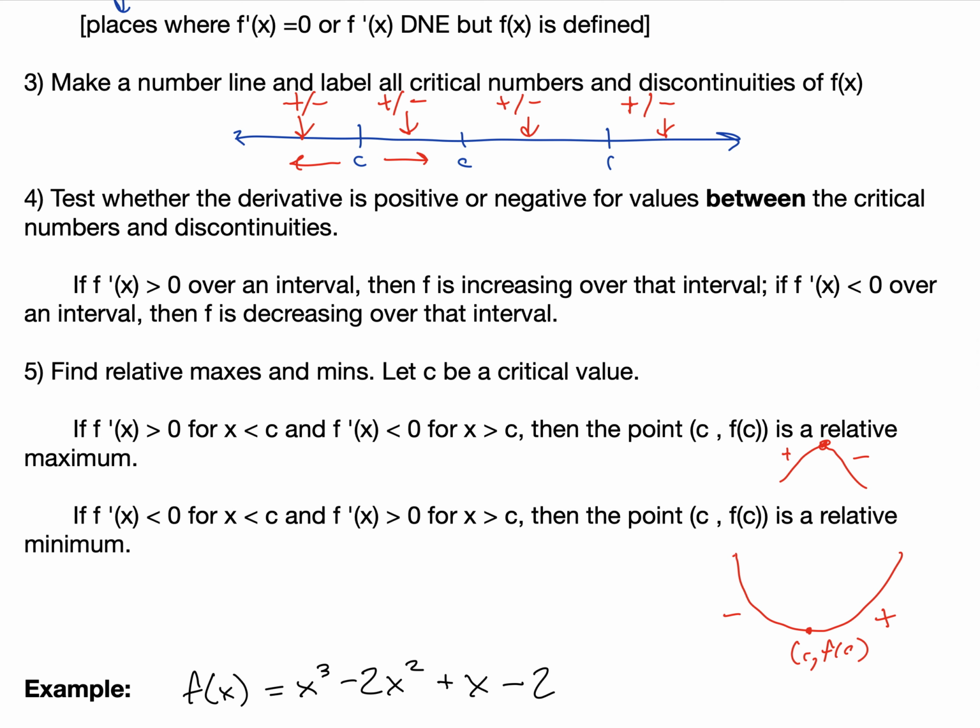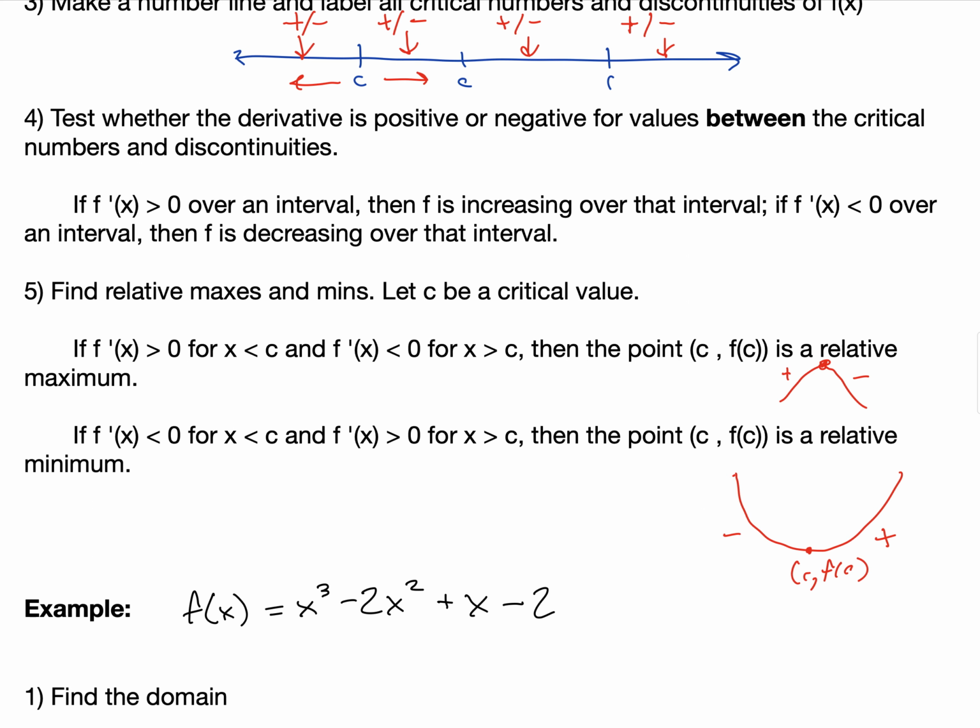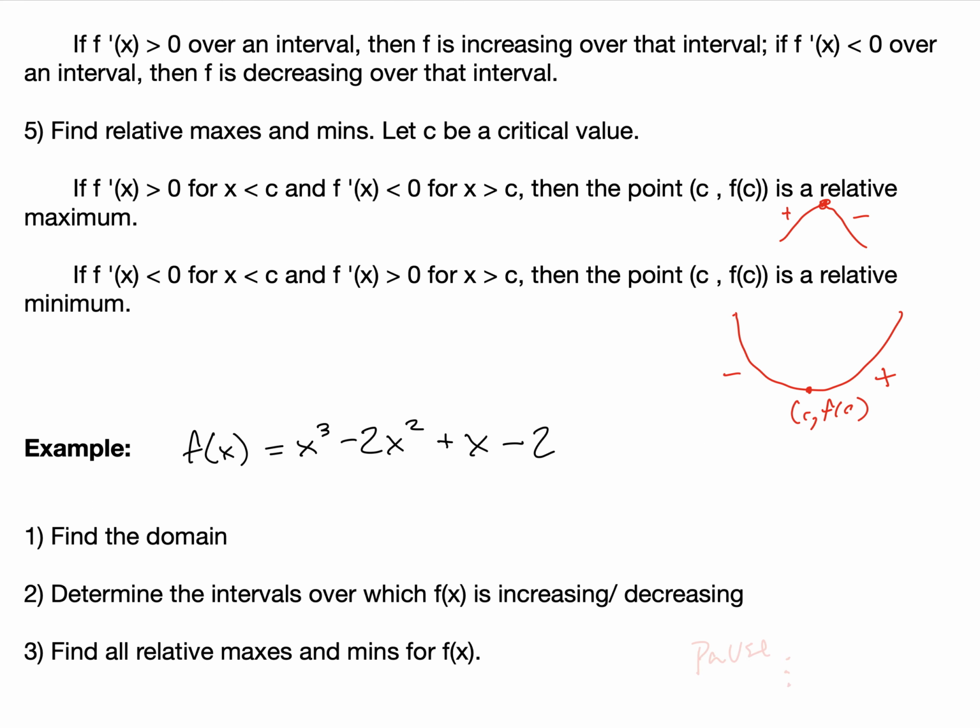Let's use f of x equals x cubed minus 2x squared plus x minus 2. First we want to find the domain, the set of input values for which the function is defined. Then determine the intervals over which f of x is increasing or decreasing. And finally, find all relative maxes and mins for f of x. So we're going to use the first derivative test above to do parts 2 and 3. I'd like you to pause and try that out, and we'll talk about it in a moment.